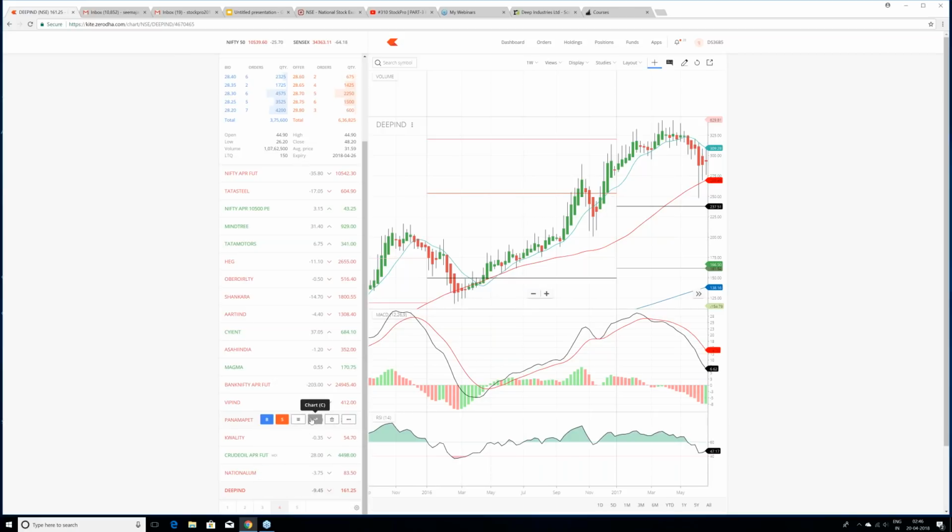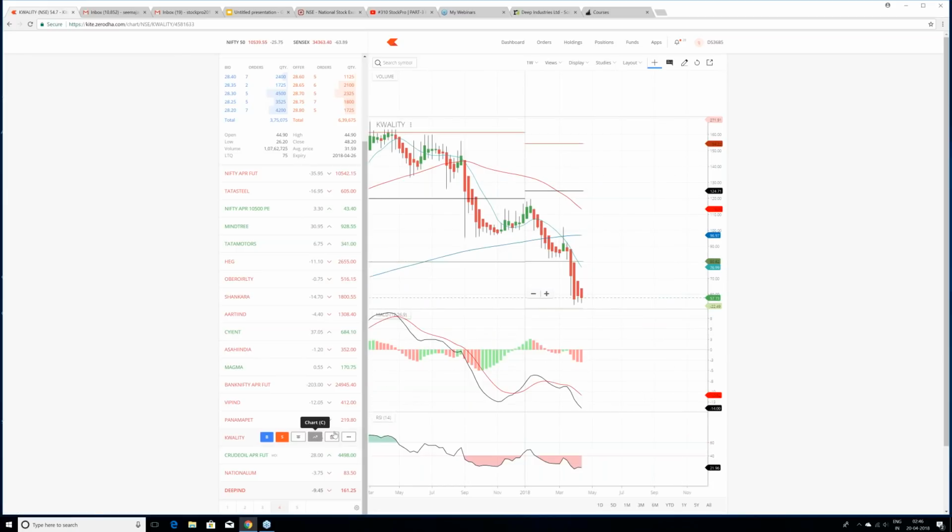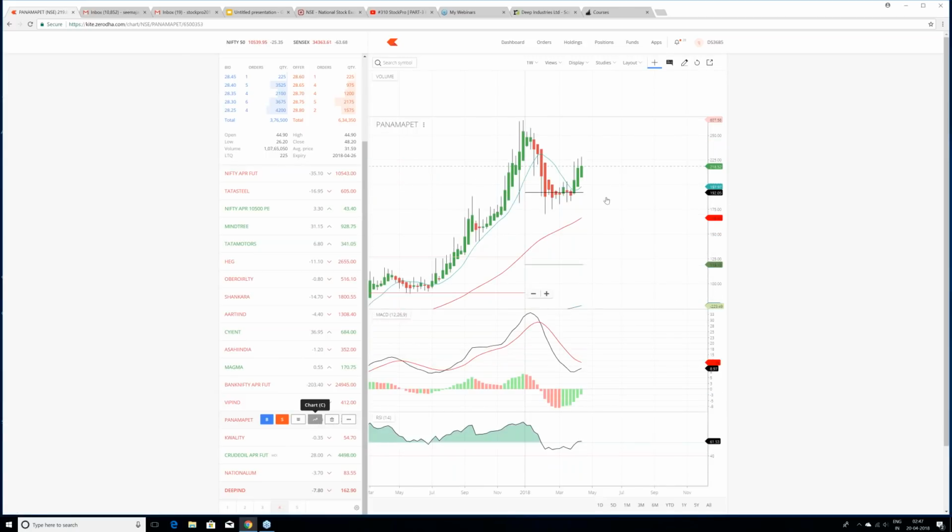Let's look into a few more stocks. Let's look into quality. What's happening in the week graph? It's still in the sell zone, right? Let's look into Panama Petroleum. See here, it's a big support it has taken and it's heading up, right? So this Panama Petroleum, it looks very good to me.